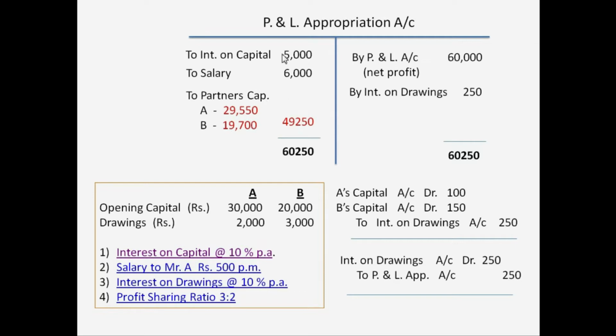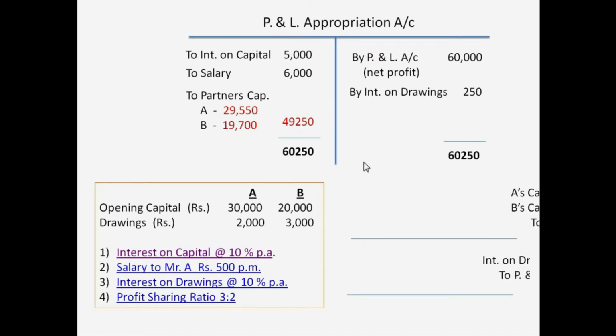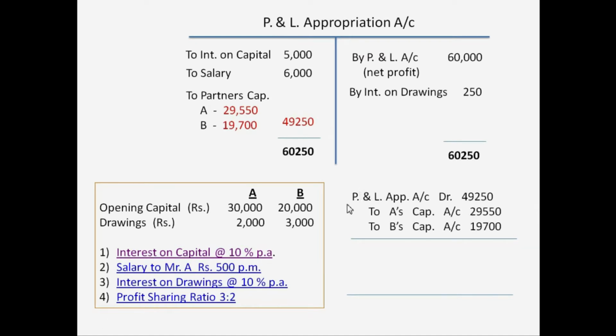Now for the entry, this divisible profit is on the debit side of P&L appropriation account, so P&L appropriation account will be debited, to partners capital, so to A's capital account, to B's capital account. So this is the entry for distributing divisible profits between the partners in their profit sharing ratio. Now after this entry we can see the P&L appropriation account is completely closed. Now there is no more balance in P&L appropriation account, the totals of both the sides are equal.